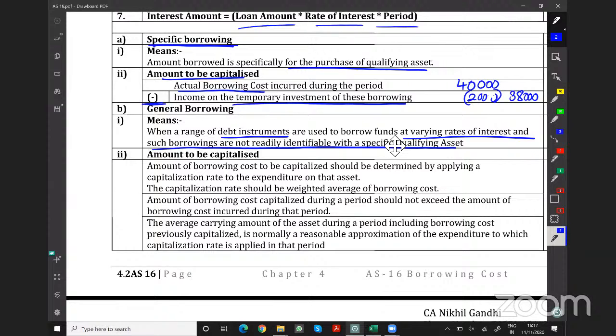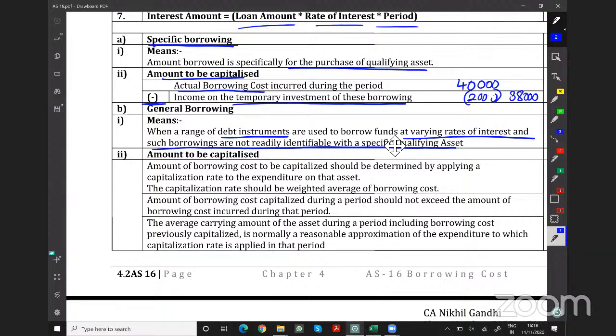They are not specific to a particular asset, but they can be linked directly. Say I've taken a loan of 10 lakh rupees. With this 10 lakh rupees, I've purchased a bike, a printer, a laptop, a camera, and so on. So they can be linked, but they are not specific to a particular asset. So these will be termed as general borrowing.